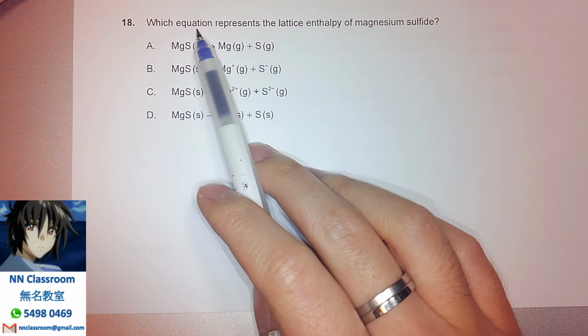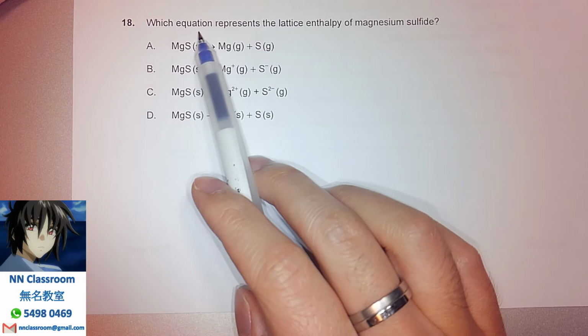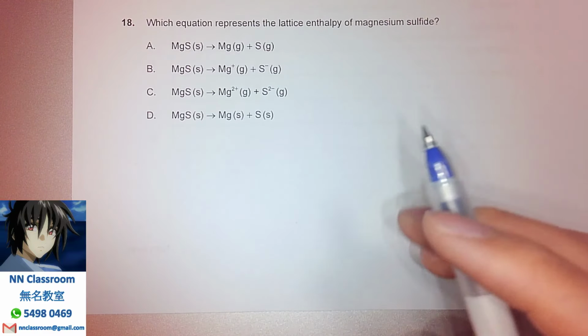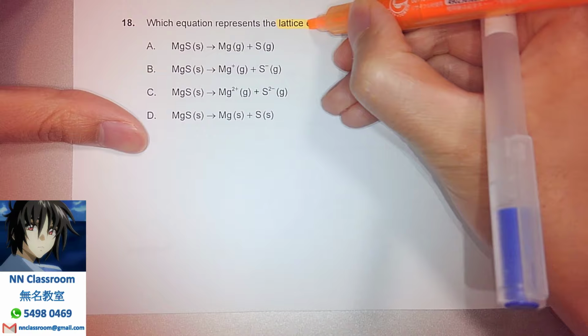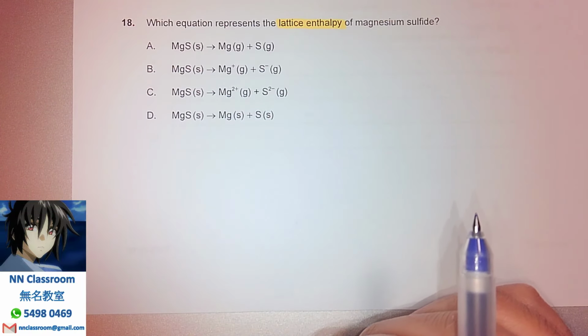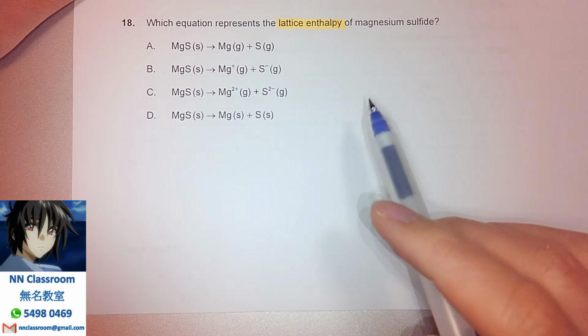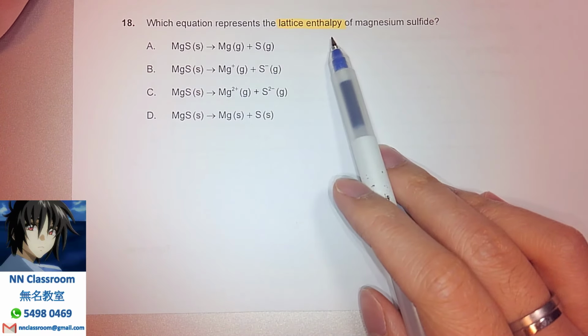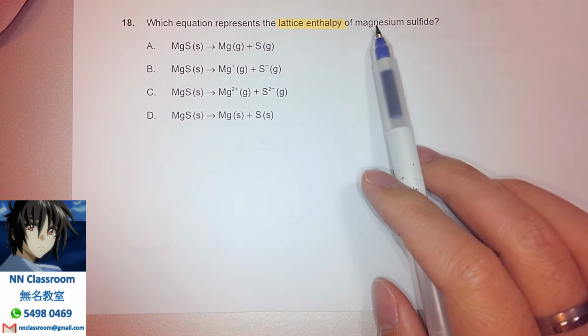They're asking which equation, in a given situation, represents the lattice enthalpy. Remember, lattice enthalpy is a very important number showing how strong an ionic bond is. So developing the concept, the strength of the ionic bond is shown by the number, whether large or small, of the lattice enthalpy. In this case, magnesium sulfide.